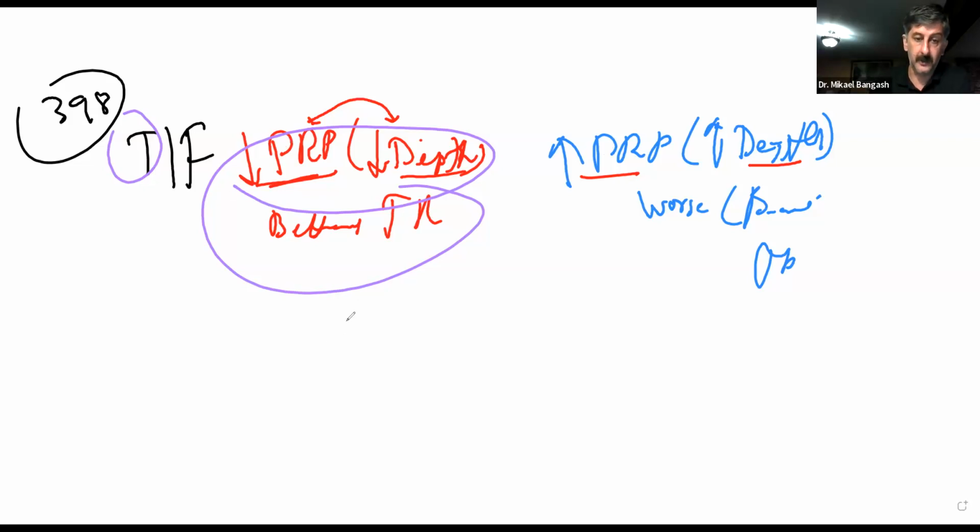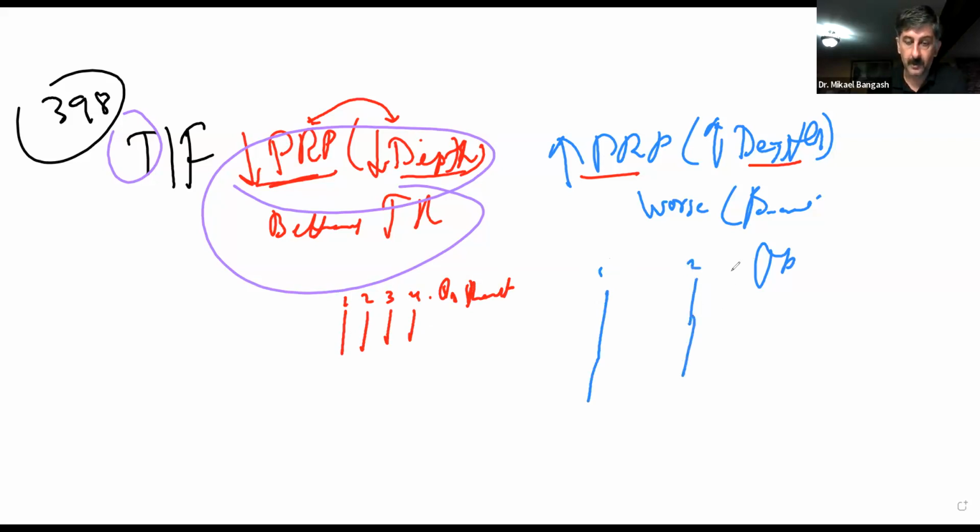A shorter PRP mainly means that the time between pulse 1 and pulse 2, pulse 2 and pulse 3, pulse 3 and pulse 4 is shorter. Whereas here, the duration between pulse 1 and pulse 2, pulse 2 and pulse 3 is going to be longer because of a greater depth.